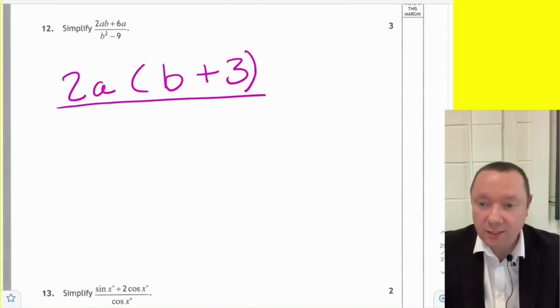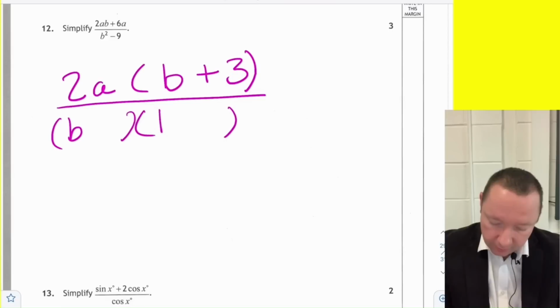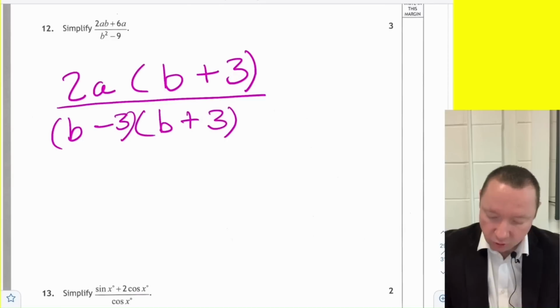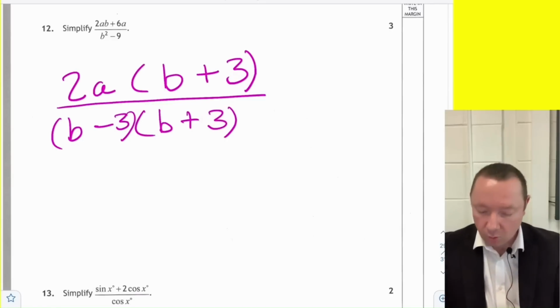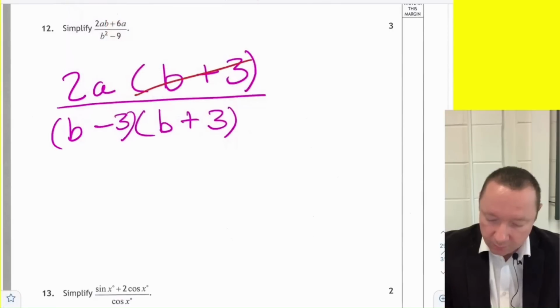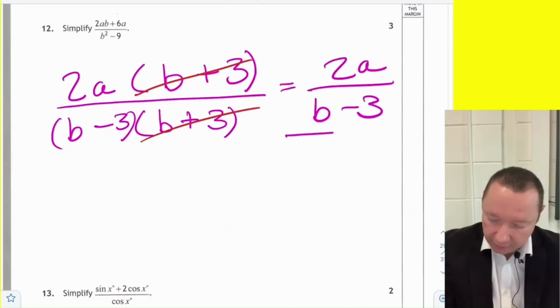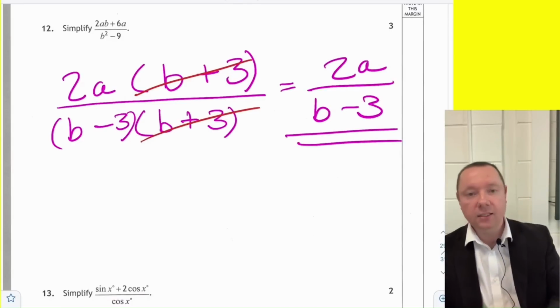The bottom is a difference of two squares. So I just double bracket straight away. b and b, minus in one bracket, plus in the other, 3 and 3. I've chosen to put my plus in the second space to make it more obvious for you. You'll notice now you've got the same on the top and bottom. b plus 3 and b plus 3 cancel. So that leaves you with a final answer of 2a over b minus 3.